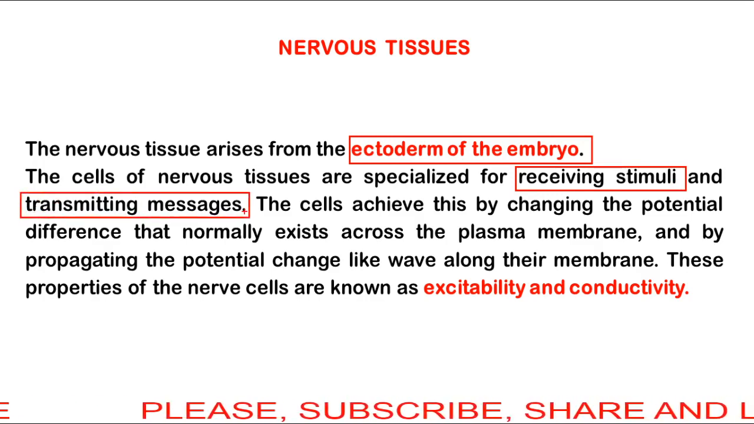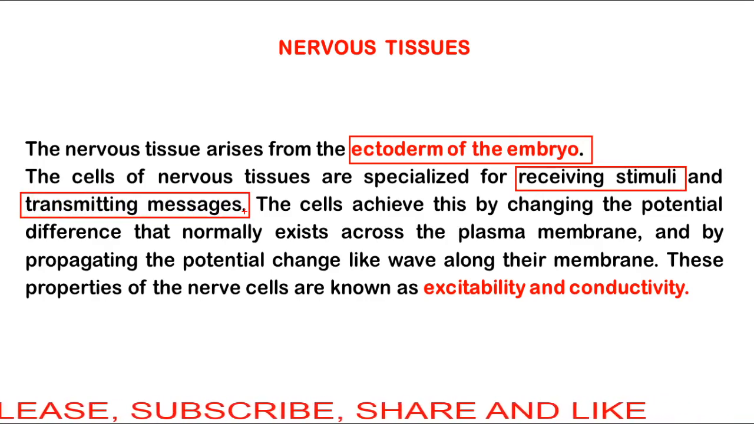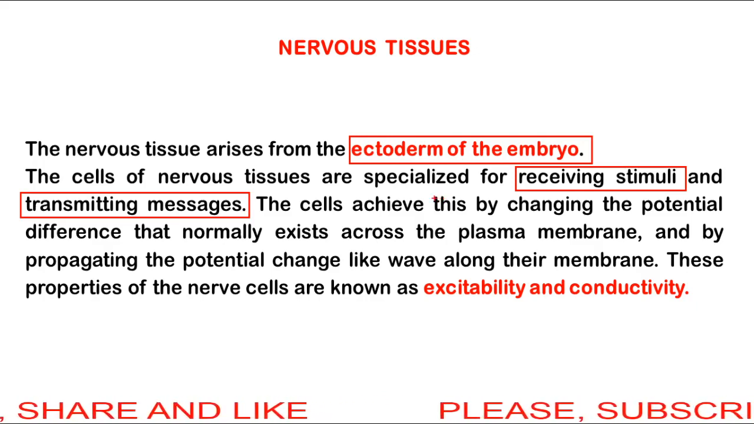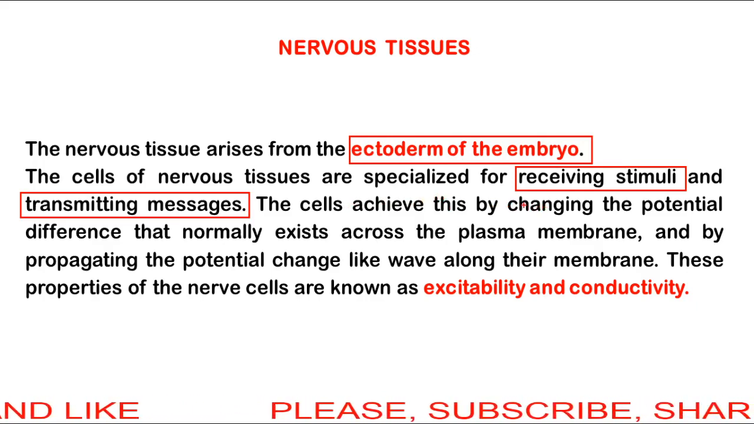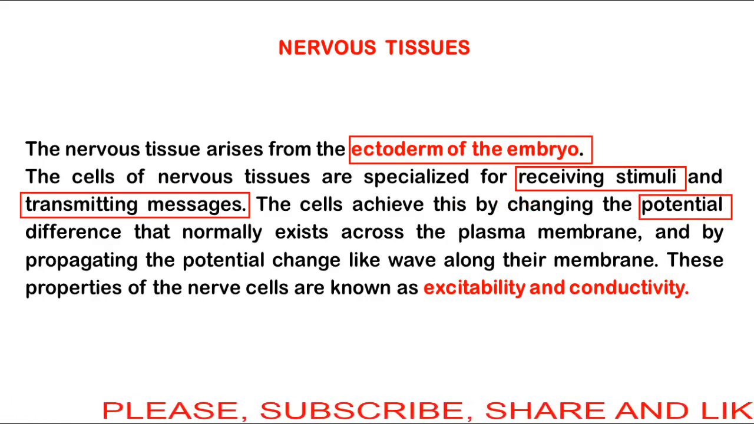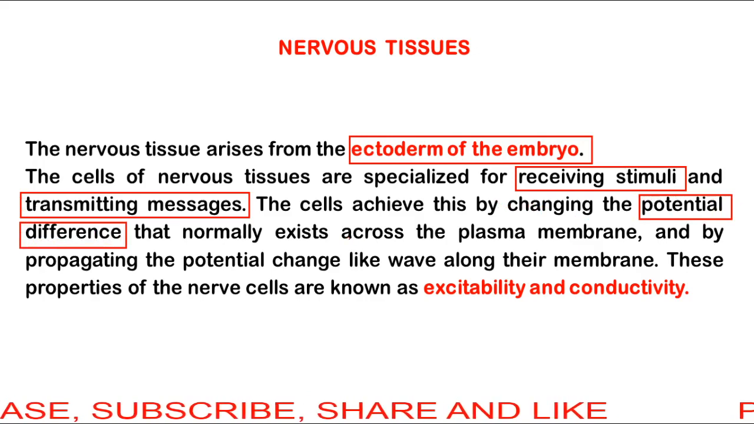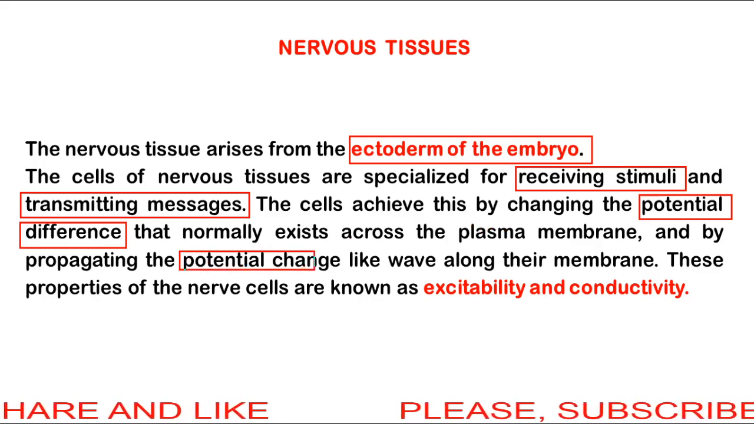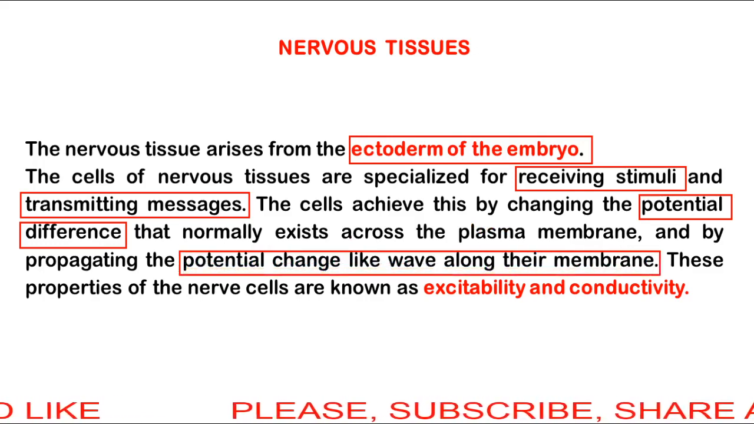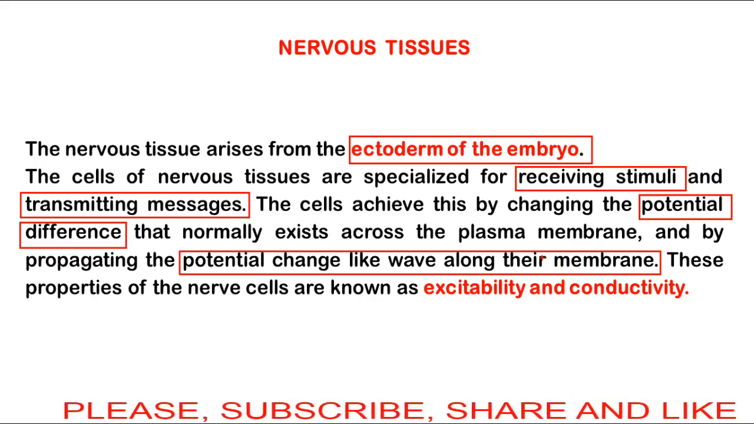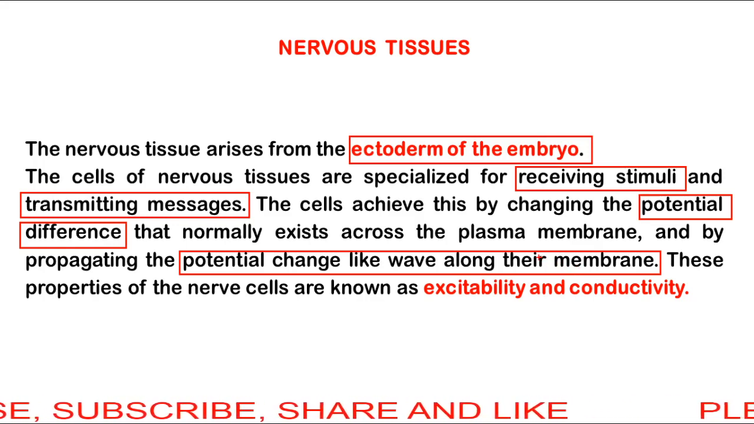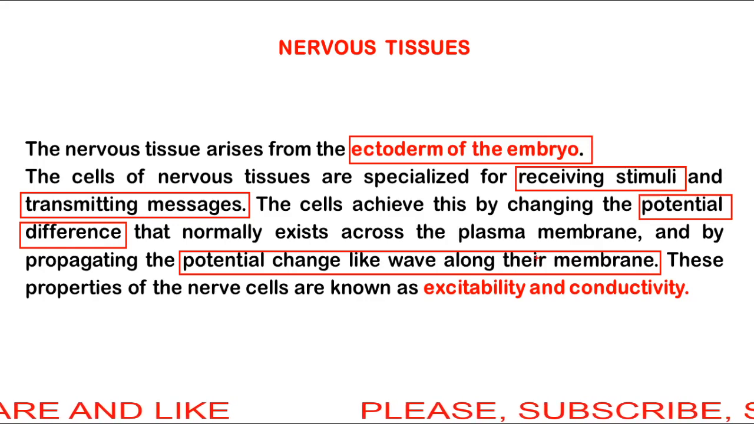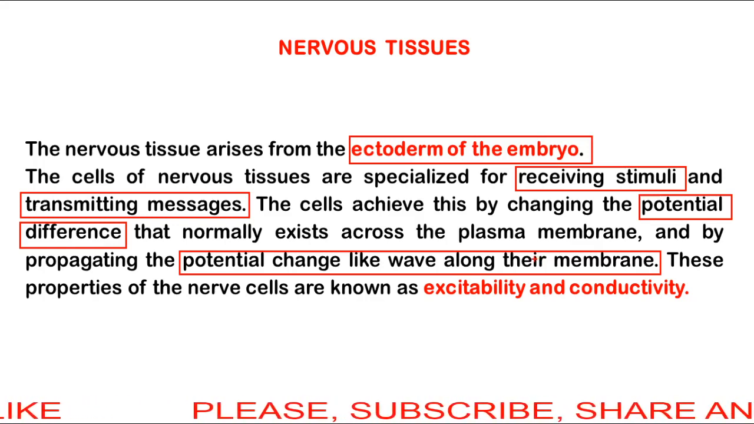So these nerve cells are specialized for detecting any stimuli. They detect any stimulus and transmit this message. The cells achieve this by changing the potential difference that normally exists across the plasma membrane and by propagating the potential change in a wave-like manner along the membrane. So, the function of nervous tissue is to receive the stimulus and transmit the message towards the brain, and they transmit the message by changing the potential difference of the plasma membrane.